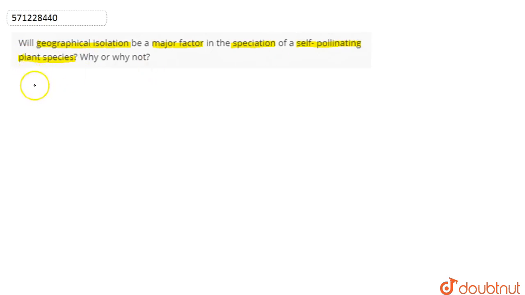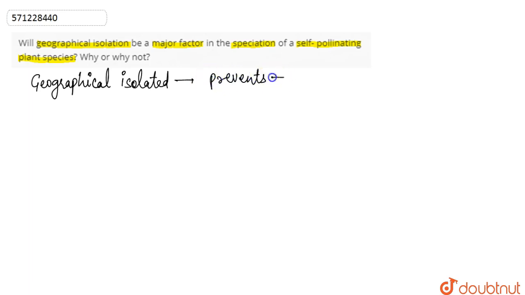If we talk about geographical isolation, it is basically when two species are isolated by a geographical barrier. In that case we can say that the species are geographically isolated. So geographical isolation prevents the transfer of genes between two species.